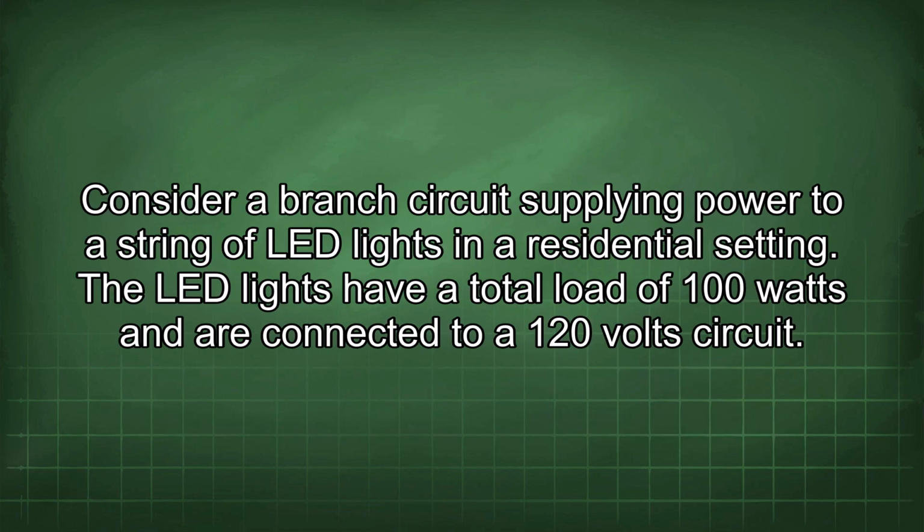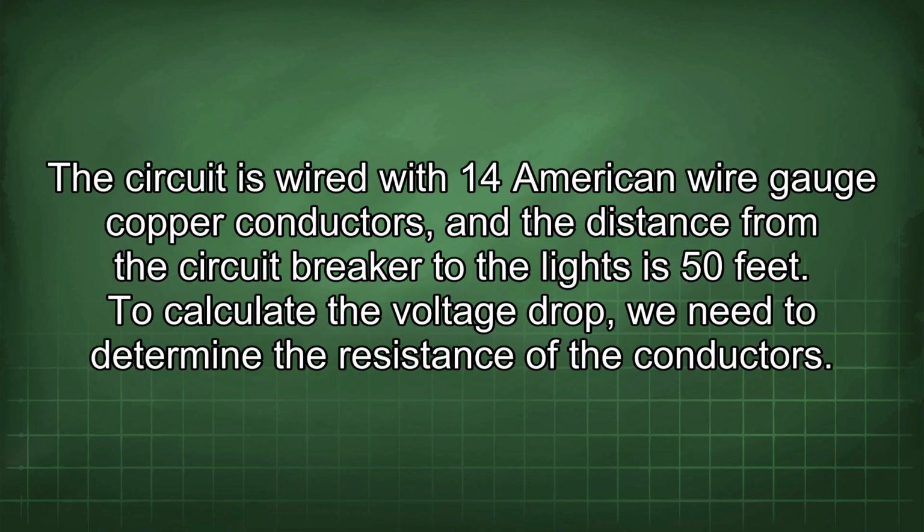Consider a branch circuit supplying power to a string of LED lights in a residential setting. The LED lights have a total load of 100 watts and are connected to a 120 volt circuit. The circuit is wired with 14 American wire gauge copper conductors, and the distance from the circuit breaker to the lights is 50 feet. To calculate the voltage drop, we need to determine the resistance of the conductors.